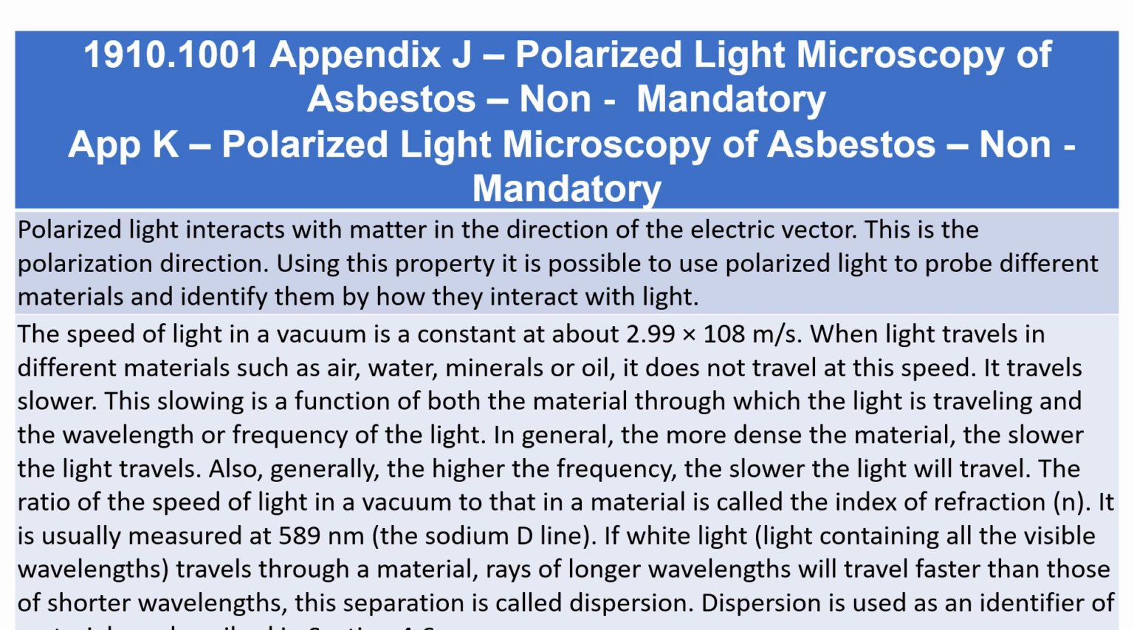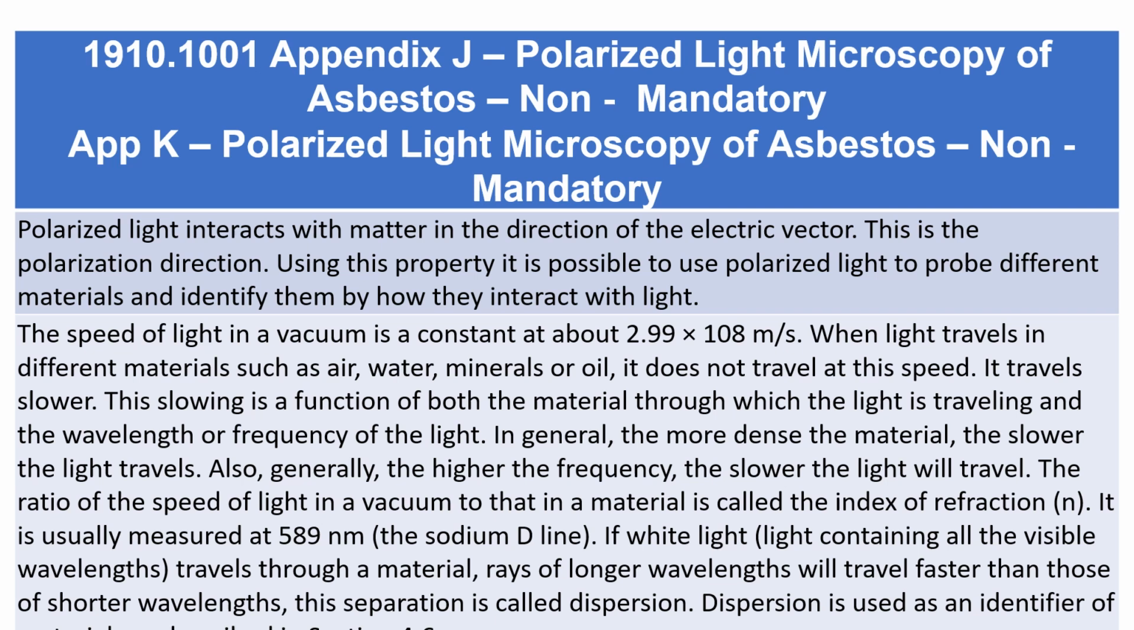Using this property, it is possible to use polarized light to probe different materials and identify them by how they interact with light. The speed of light in a vacuum is a constant at about 2.99 by 10^8 meters per second. When light travels in different materials such as air, water, minerals or oil, it does not travel at this speed. It travels slower. This slowing is a function of both the material through which the light is traveling and the wavelength or frequency of the light.